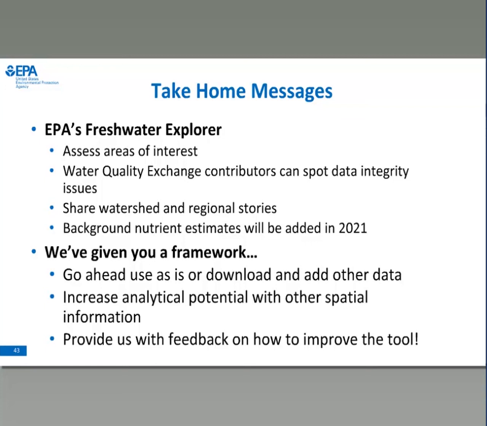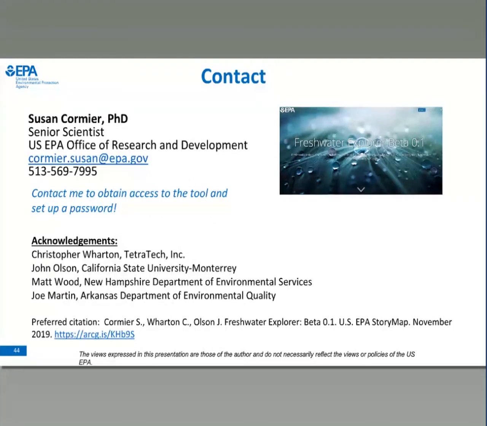So what are the take-home messages here? First of all, the EPA Freshwater Explorer allows you to assess areas of interest. The water quality exchange contributors can spot data integrity issues, make corrections, and see these errors that are in the portal. They can share watershed and regional stories by looking at this information, pulling off the imagery. We will be adding the background nutrient estimates in 2021. We're in the process of making the model to estimate those, and those will be added.